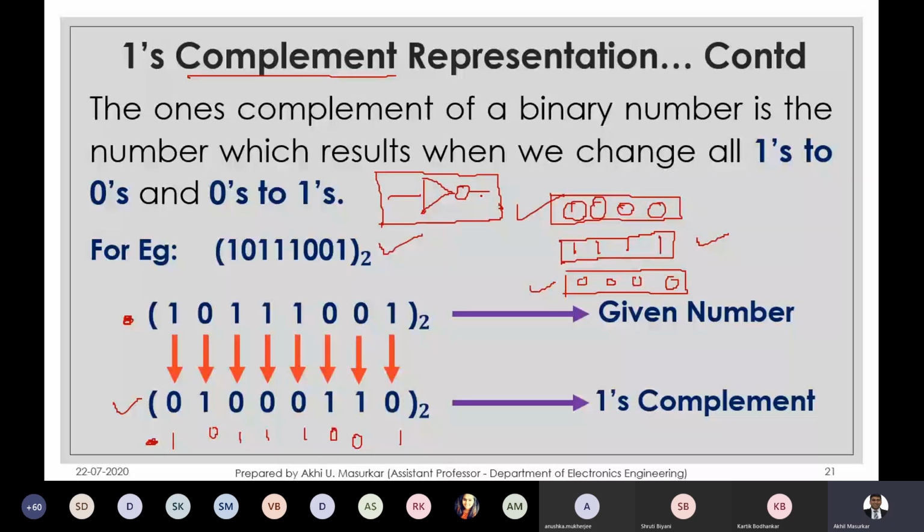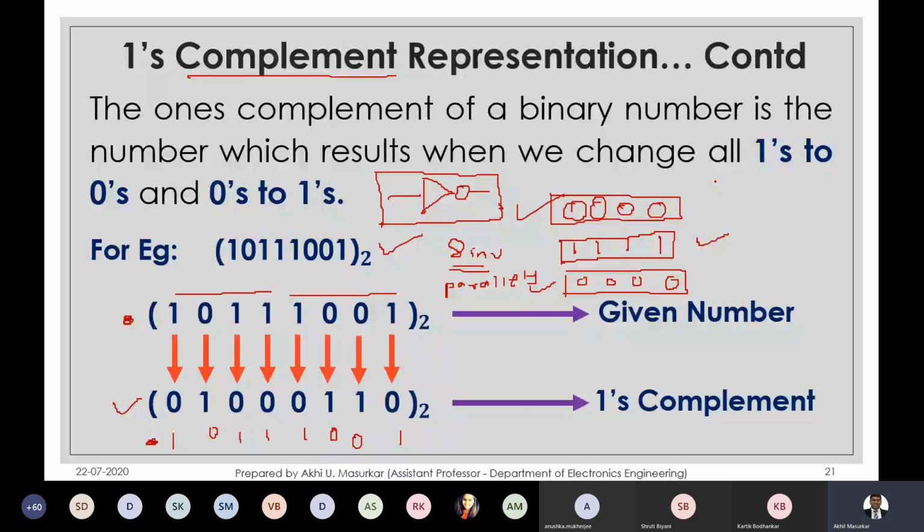We will go to gates after this. So the gate which does this operation, that is taking complement, is an inverter. So if I want to take the complement of an 8-bit number, I will require 8 inverters, if you are considering doing it in parallel. That is why inverters are one of the fundamental entities in digital design.